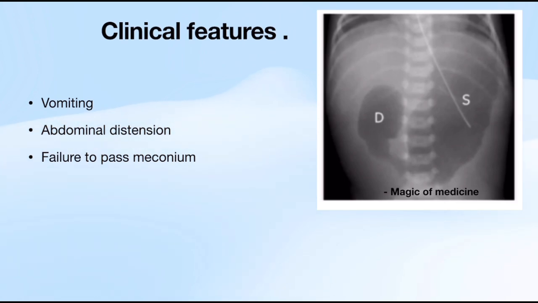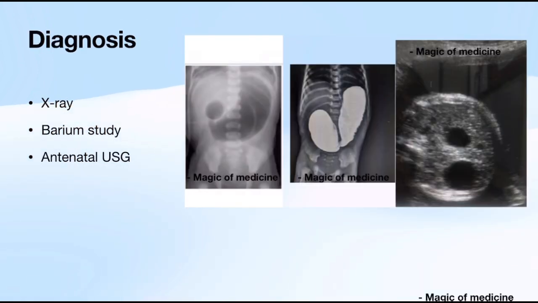Next, diagnosis. So we have three modalities on which we can assess the double bubble sign. First is X-ray, second is barium study, and third is antenatal USG.